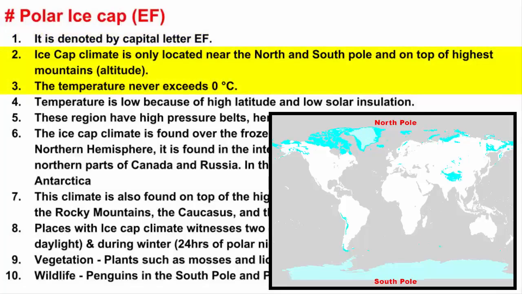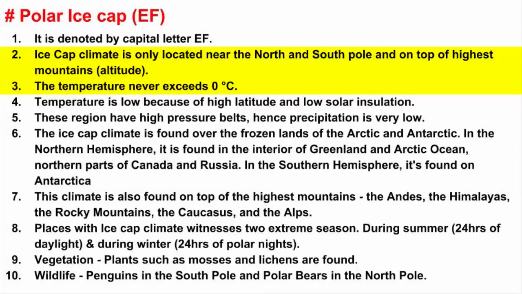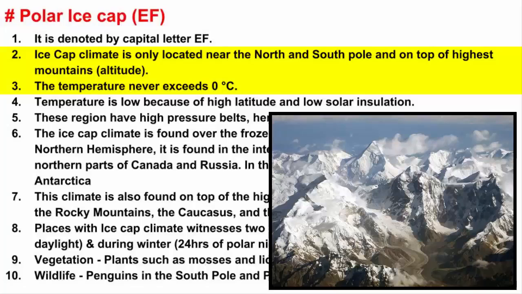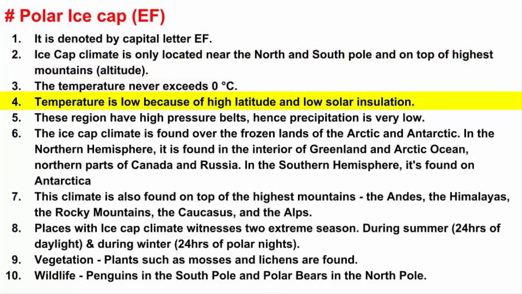It is a polar climate where the temperature never exceeds 0 degrees Celsius. The ice cap climate experiences the coldest temperatures on Earth. Such areas are found around the North and South Pole and on top of the highest mountains. This climate experiences bitterly cold temperatures throughout the year, especially during the long polar night.